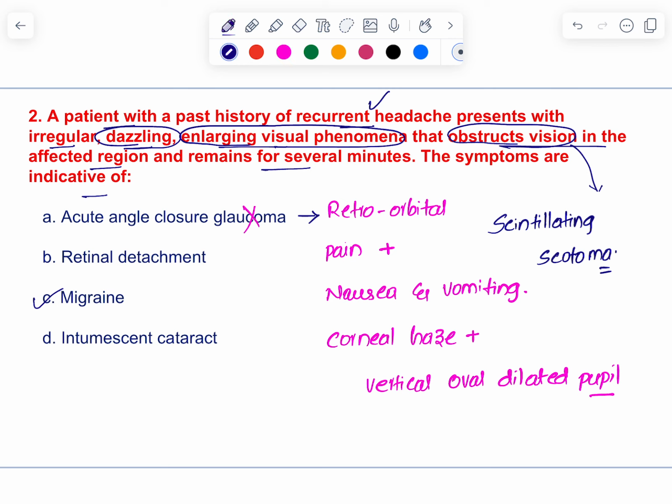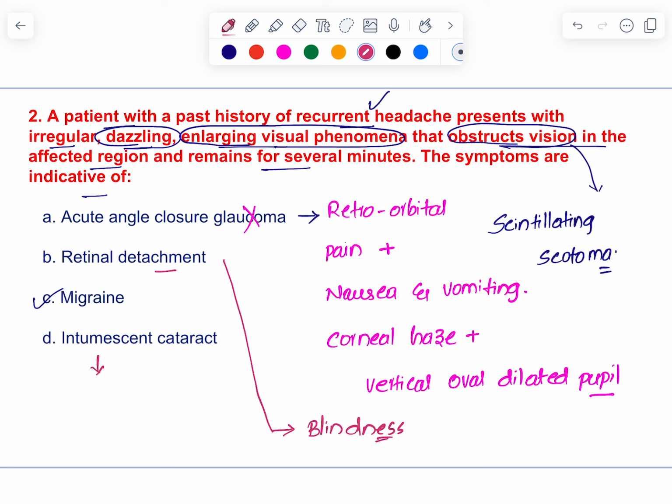Then you take the retinal detachment. Retinal detachment, in this scenario, these patients will have blindness. Okay, so this will cause blindness, hence it is ruled out, right? There is no point of complete blindness which has been given. So it's just given as obstructed vision. So it is not like complete blindness which will be there in case of retinal detachment.